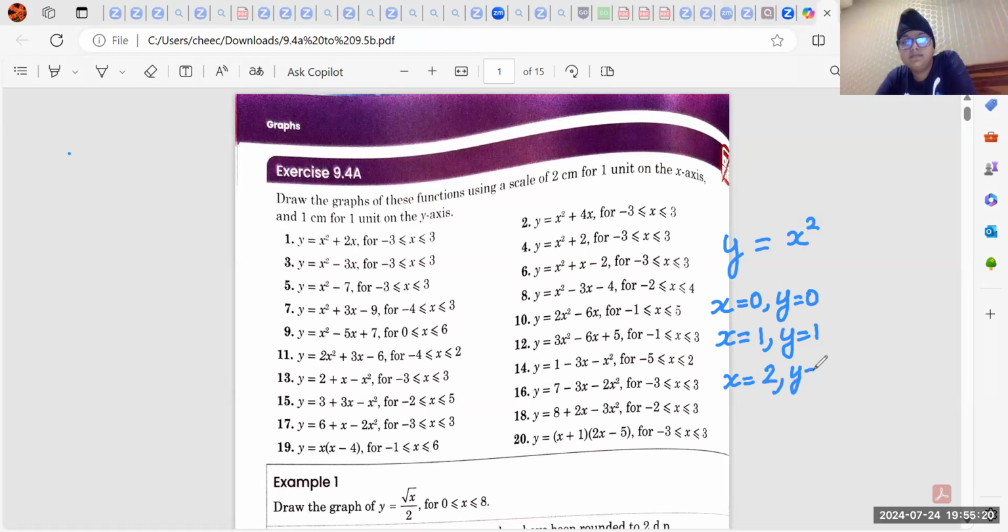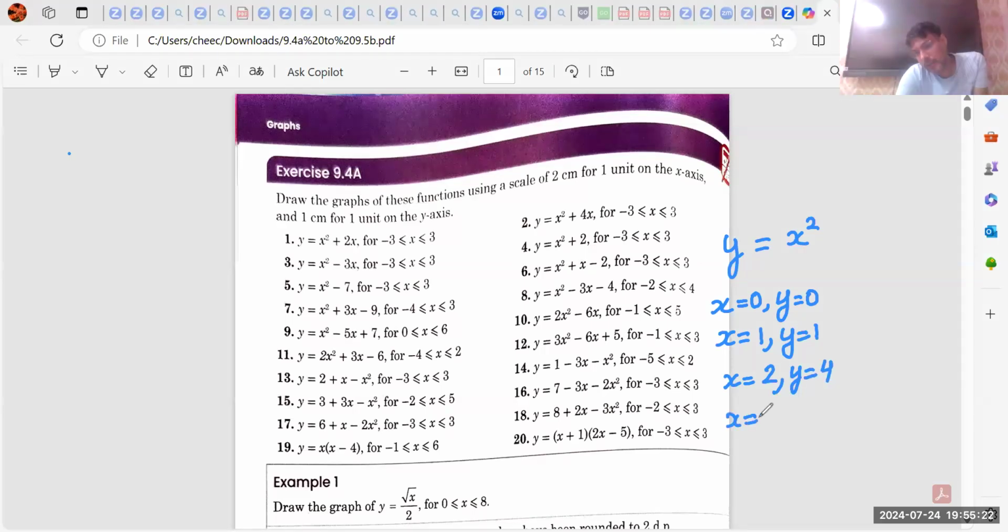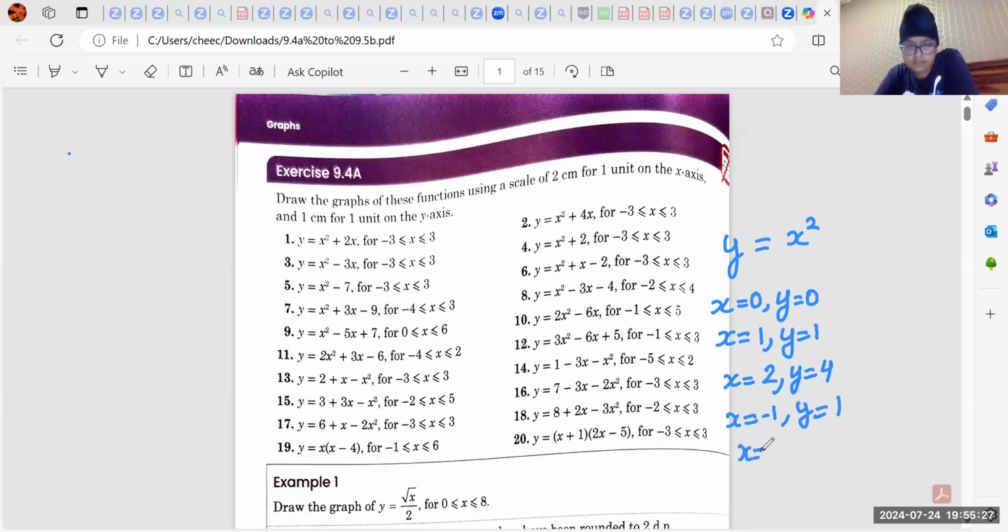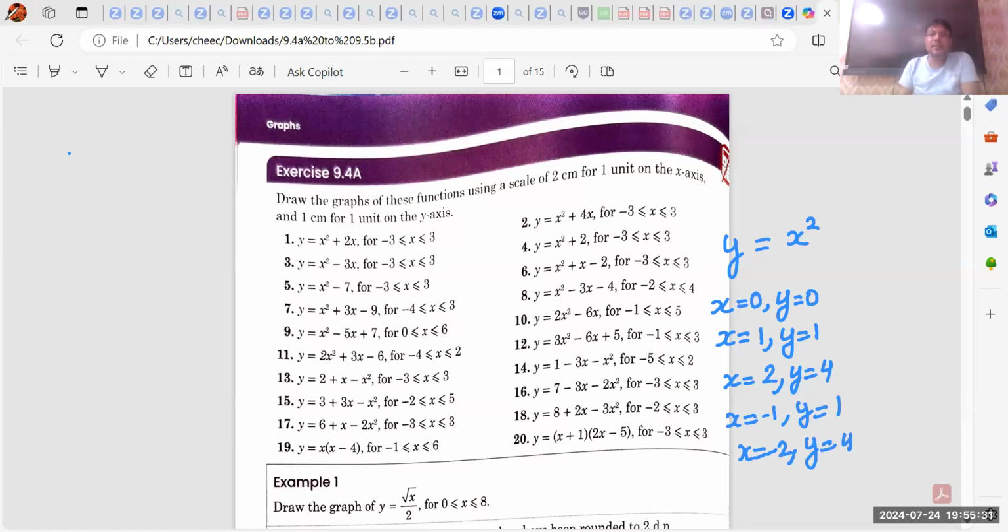4. When x equal to minus 1, my y would be 1, and x equal to minus 2, y will be 4. So plot the graph, guys. Using these 6 points, plot the graph. Remember, when it is quadratic, the graph is a parabola. It is not a straight line.